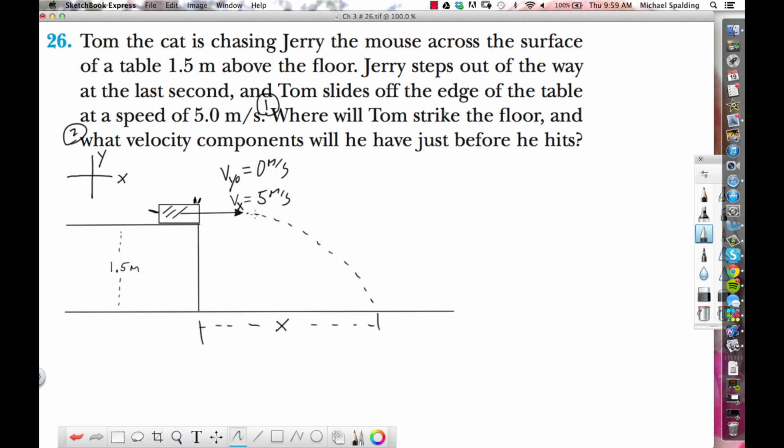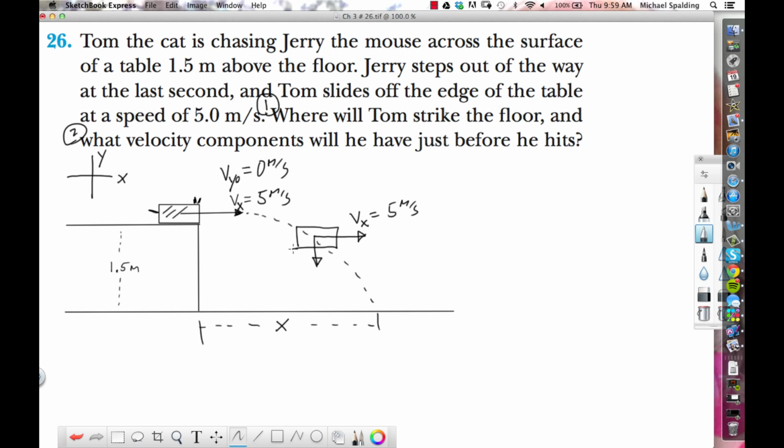So what else do we know? As Tom flies through the air, what do we know about his x velocity? It's going to stay the same, and that assumes no air resistance. If we did have air resistance, his x velocity would get smaller. But in physics problems, we always assume no air resistance. Now, what happened to his y velocity? His y velocity went from 0 to something larger. The y velocity is increasing.